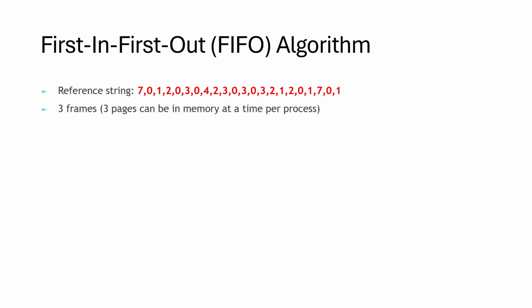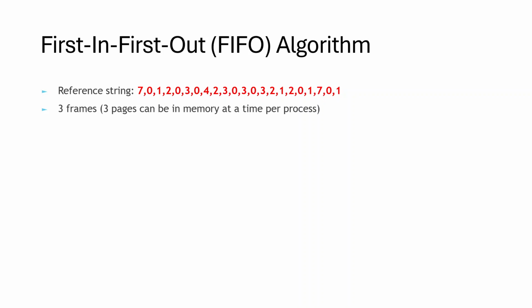So now we are going to discuss the page replacement algorithm. There are three main types of page replacement algorithm. The first one is first in, first out. The page which comes into the memory first needs to be replaced first.